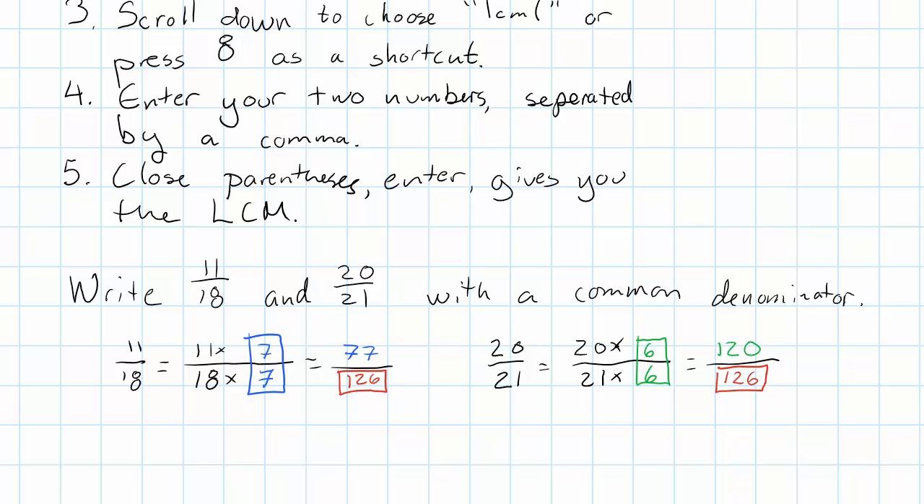The equivalents to our two fractions are 11/18 is equivalent to 77 126ths. 20/21 is equivalent to 120 126ths. As you can see, using the calculator to shortcut finding the least common multiple of the denominators makes this process a little bit faster.